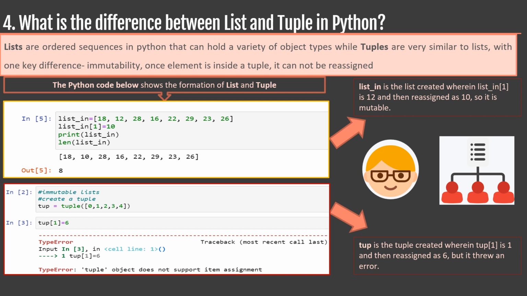In the Python code shown above, the orange box shows the formation of the list named list_in, which contains 18, 12, 28, 16, 22, 29, 23, 26. And it is changeable or mutable, as when list_in of 1 is reassigned the value 10, it gets accepted, while the red box shows the formation of the tuple named tup containing 0, 1, 2, 3, 4, and when tup of 1 is reassigned the value 6, it shows an error. Hence, tuples are immutable in nature, while lists are mutable.